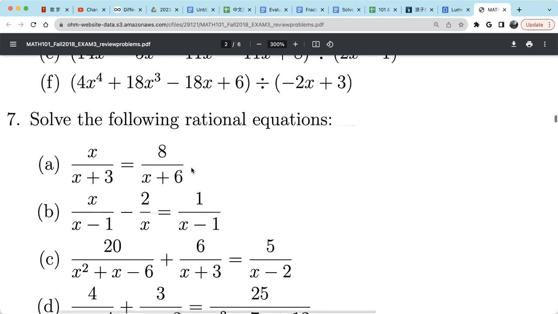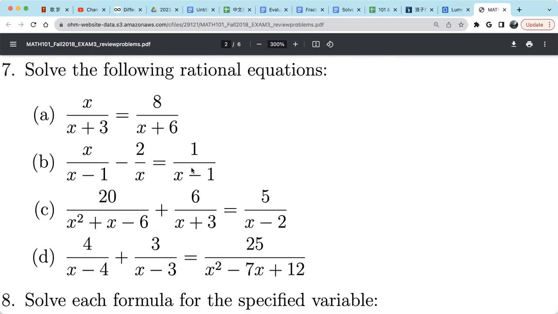Now let's see 7. Solve the following rational equations, solving equations. So let's see 8. We have one rational fraction on the left-hand side, and 1 rational fraction on the right-hand side. That means we can do cross multiplication. Right? We multiply x with x plus 6. We multiply 8 with x plus 3. They have to equal each other.